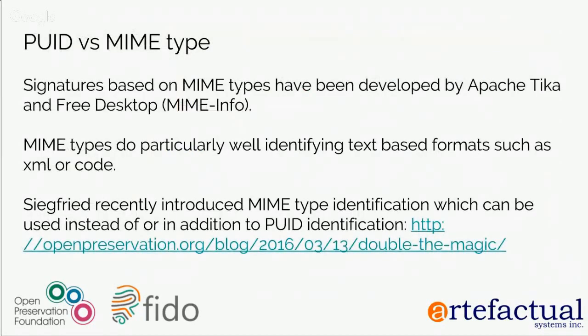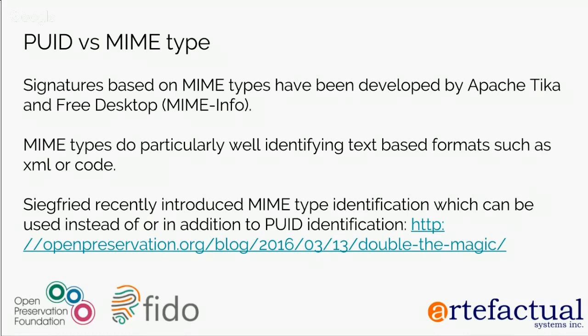So I've mentioned PRONOM and PRONOM IDs, but it's worth mentioning MIME type as well. And I think when a lot of us think about MIME types, we tend to think about the top-level MIME type names like application, audio, image, etc. And sometimes we also think of MIME type as not being much more useful than identifying by extension, because the MIME type can be set manually without matching the actual content in some cases.